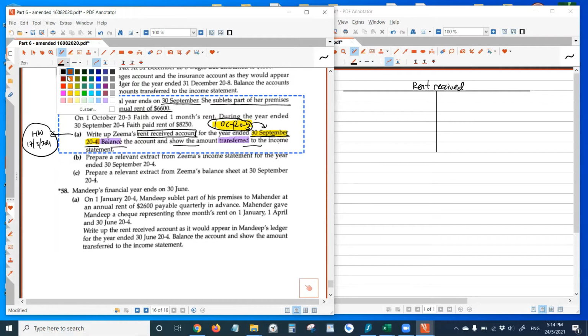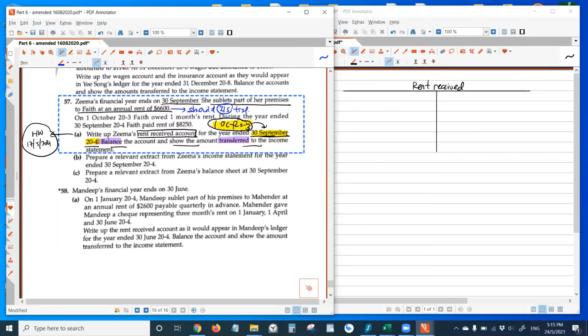And the question doesn't tell you when Faith started to rent the premises, right? It doesn't tell you when Faith started to rent the premises, so we assume a full year's rent. That means Faith rented the place for the whole year. Okay, so it means that the 6600 is the should amount, the amount that you should use to do the transferring process. Okay, now we have found one element. Congrats.